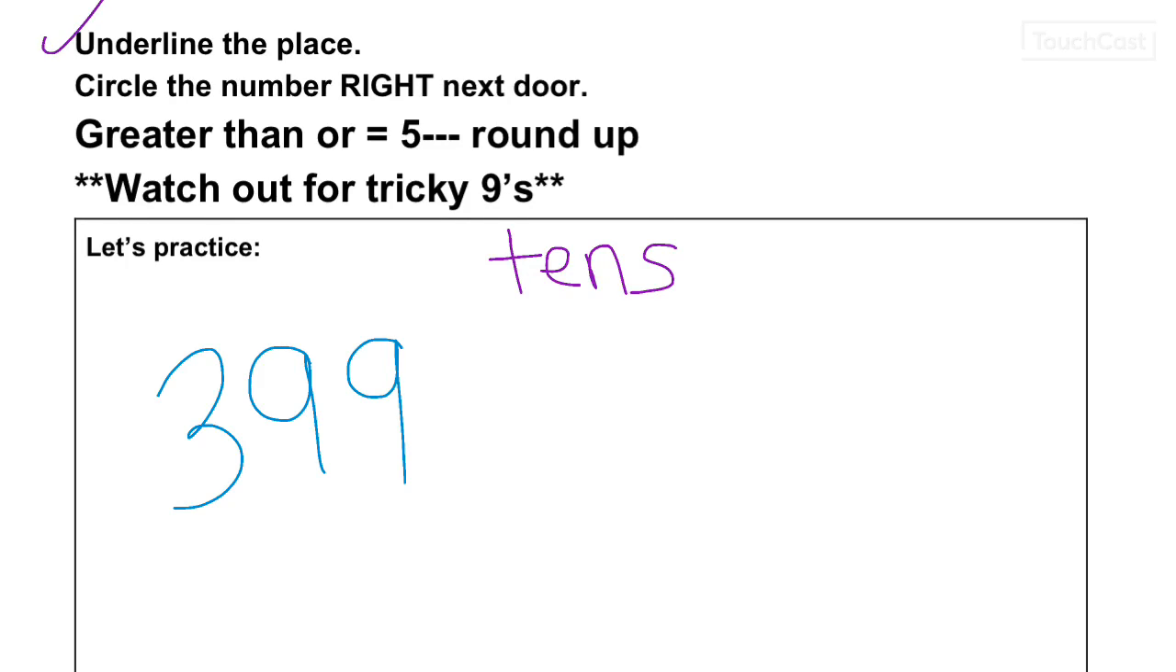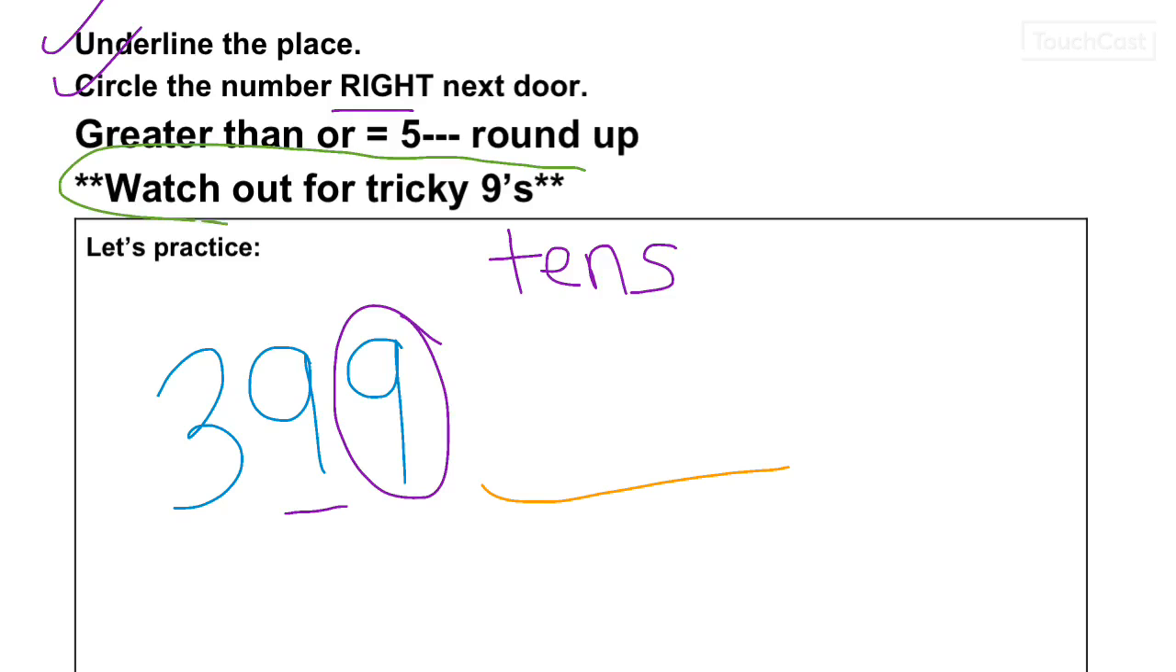So let's underline the place. 399 has 3 hundreds, 9 tens, and 9 ones. So 9 is in the tens place. Circle right next door. 9 is in the ones place. Alright, so then we're going to figure out which numbers they're between. In this case, we cannot just assume the hundreds is going to stay 3, because we do have tricky 9s. So let's look at it. Okay, it is going to stay a 3 on the bottom, because it's going to stay in the 300s. It can't go down to 200. That's not how it works. Either it stays the same or bumps up.